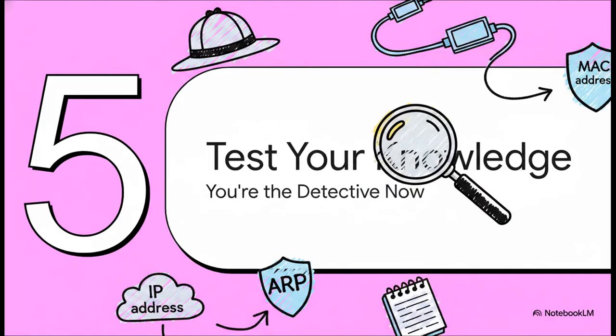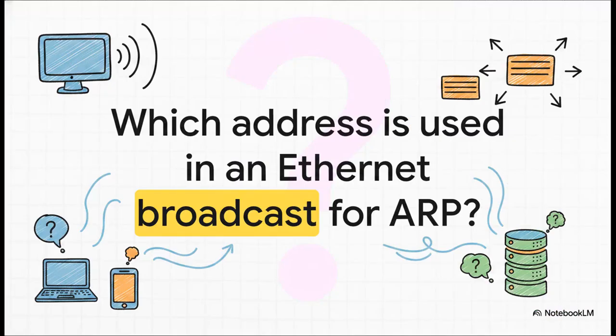All right, you've seen how devices get their identities, you've met our detective ARP, and you know how it keeps a case file to be more efficient. So now, it's your turn. Let's put on the detective hat and see if we can solve a couple real-world network problems using what we've learned. Okay, here's your first assignment.